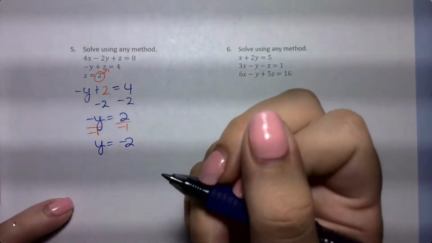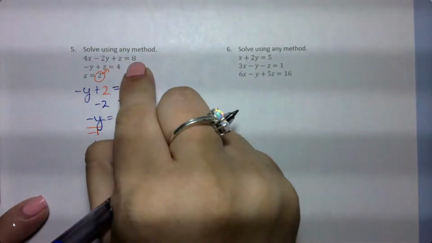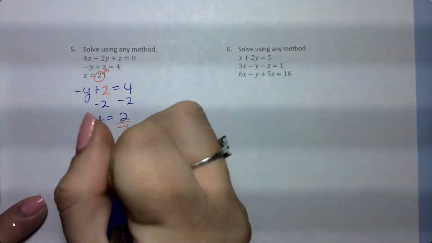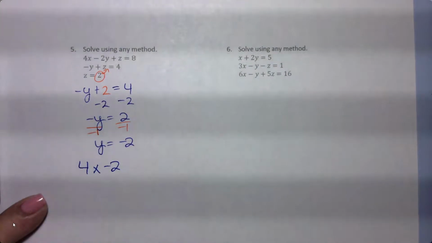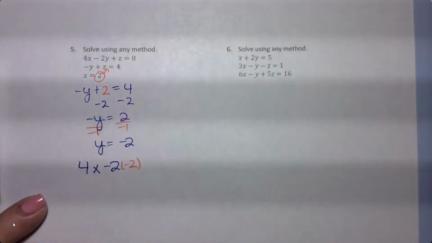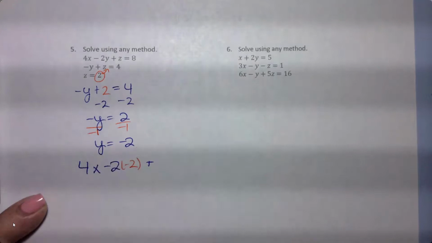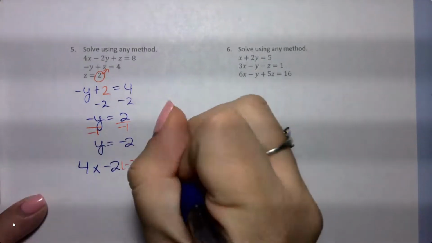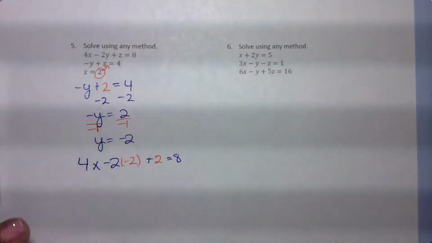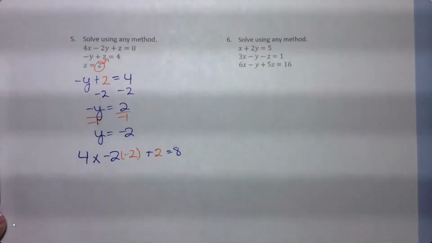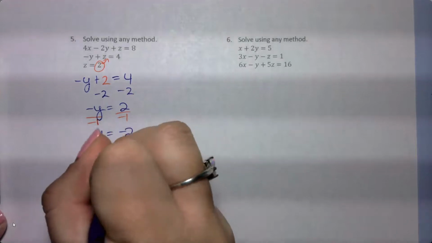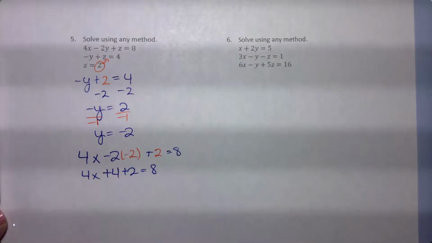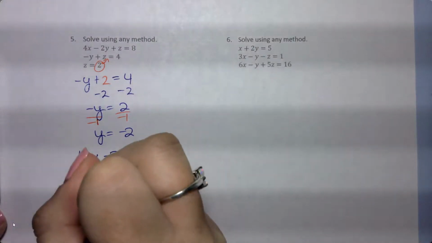Then I want to go ahead and take these and plug them into my top equation, which has all 3 variables. I have 4x, because I don't know my x value, minus 2. My y value is negative 2. And plus my z value, which is positive 2. This should equal 8. So I'm going to go ahead and multiply out. I have 4x plus 4 plus 2 equals 8. 4 plus 2 equals 6.